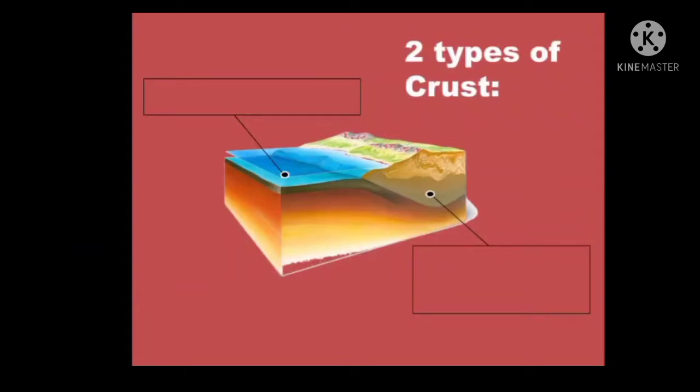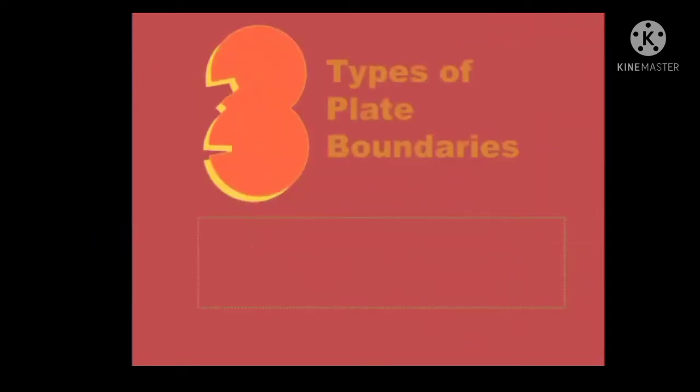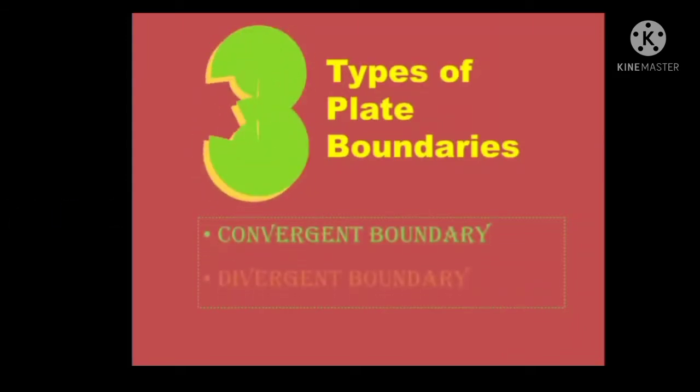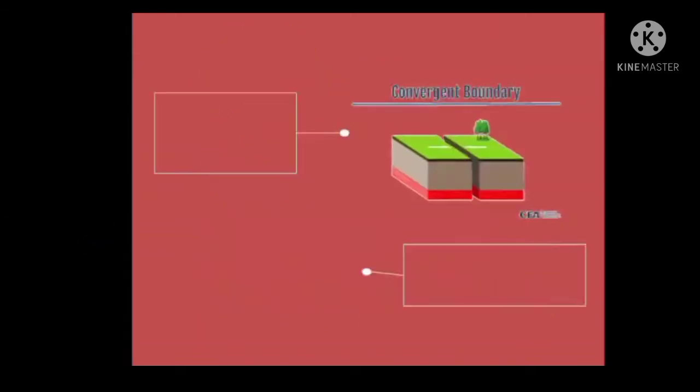So let us start. As you can remember, there are two forms of crust, explaining how each plate boundary operates. We have oceanic crust and continental crust. As a result, each plate's edge might be either oceanic or continental. So let us talk about the three types of plate boundaries, which are convergent boundary, divergent boundary, and transform fault boundary.